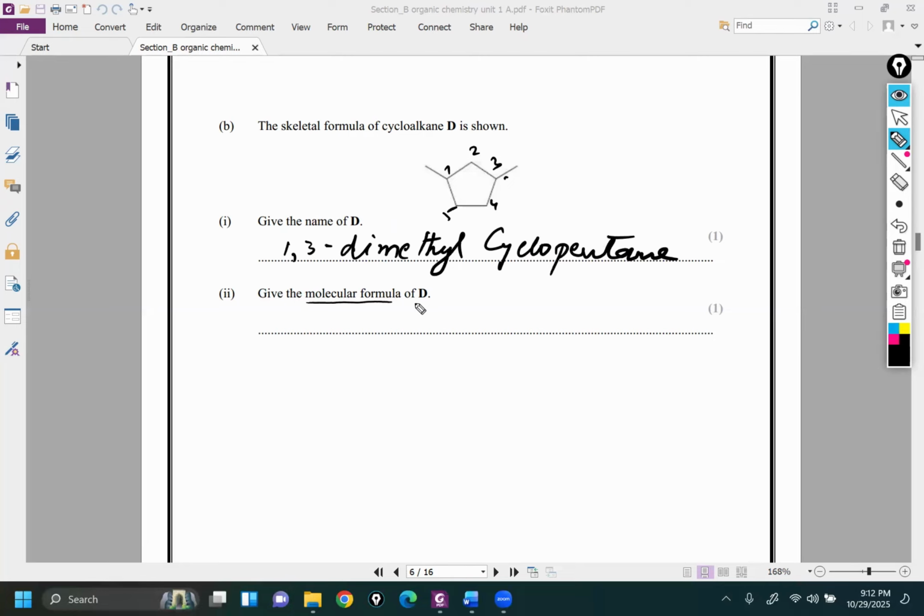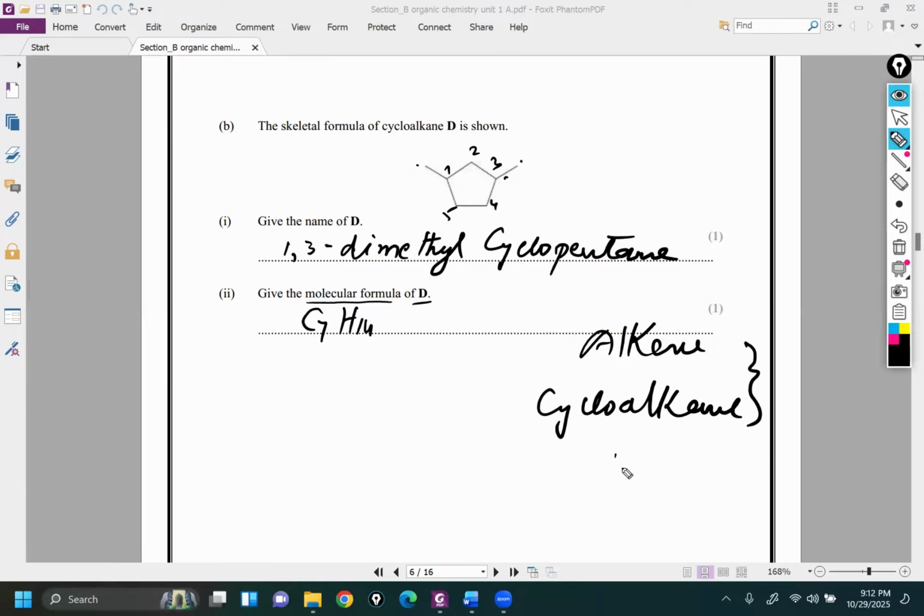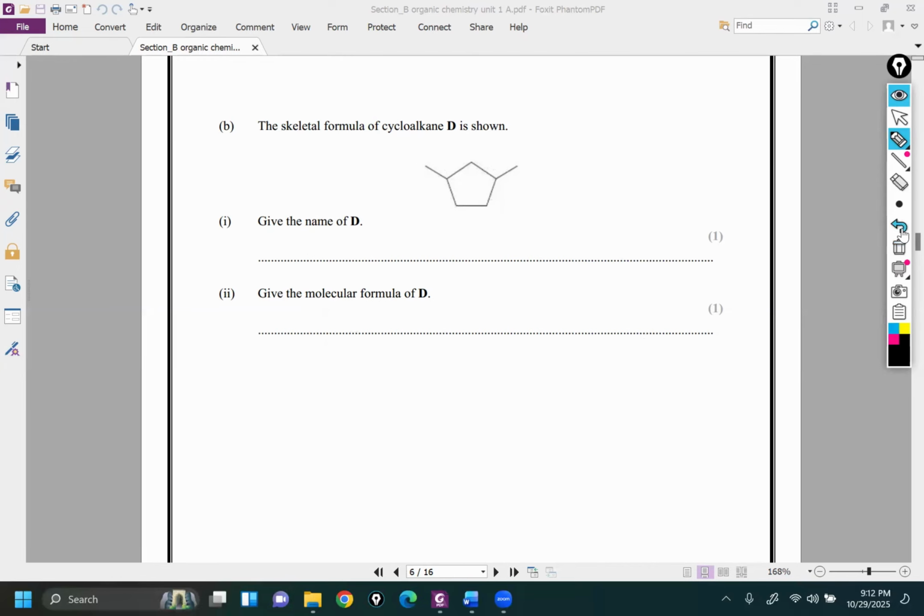Give the molecular formula of D, this compound. There are total 7 carbons, see here, 5 in the cycle and 1 here and 1 here. So if carbons are 7, hydrogen will be double of it. My dear student, keep in mind that alkenes and cycloalkanes have the same general formula, and that is CnH2n. It means in alkenes and in cycloalkanes, the hydrogen number will always be double the carbon number. So if carbons are 7, hydrogen will be 14.